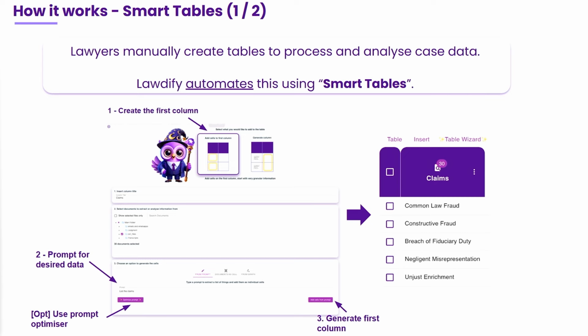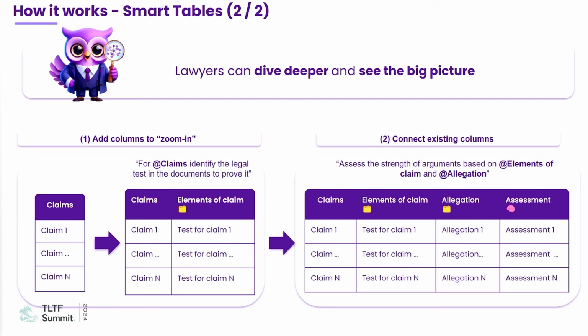Then they can dive deeper into the data by adding additional columns to zero in on it, or connecting existing columns to assess the factual matrix together and assess the strengths of the claims, taking into consideration, for example, the elements of the claims and factual allegations.